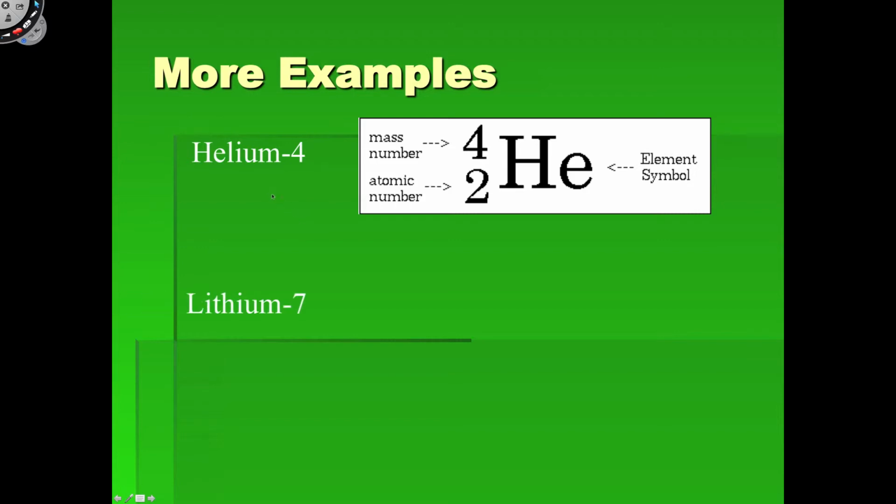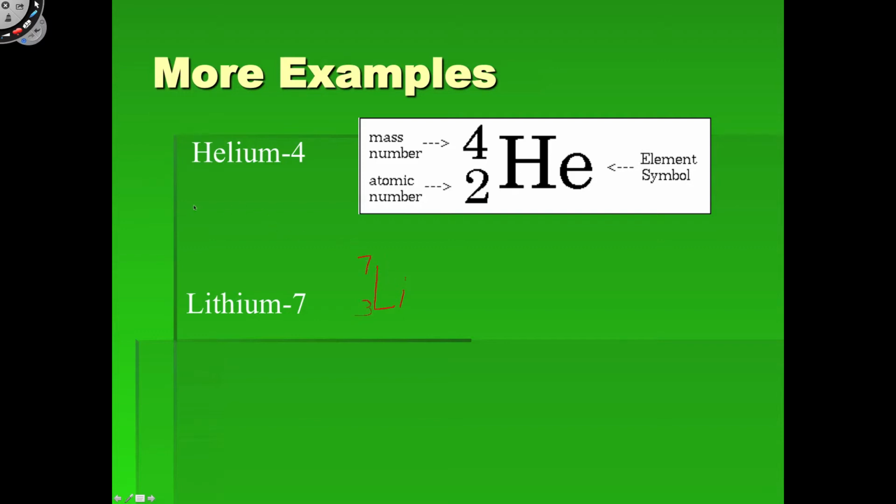All right, let's try another one. We have lithium-7. So I think to myself, all right, lithium has the symbol Li. 7 is the mass number, so I know that's the A value, so 7 goes there, and then I go to the periodic table and look up the atomic number for lithium, and it is 3. So 3 protons, an atomic number of 3, and 7 is the mass number. So that's how my answer should look.